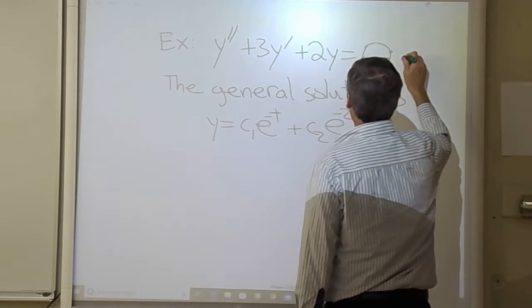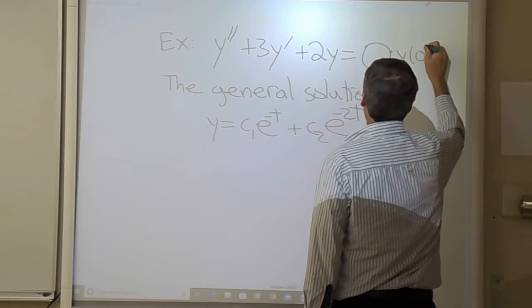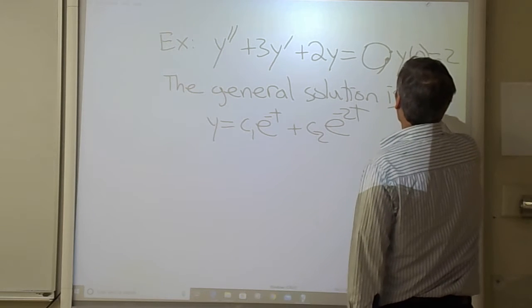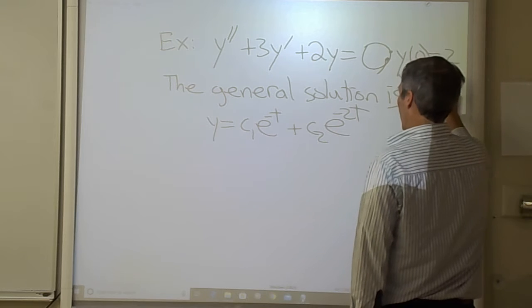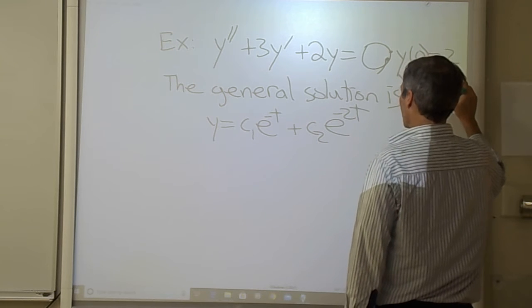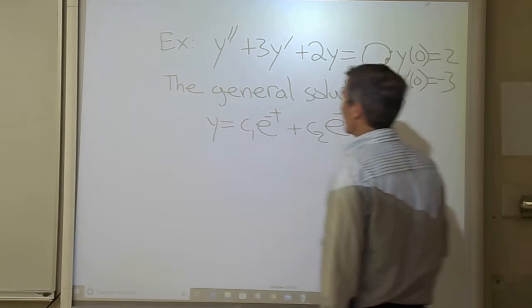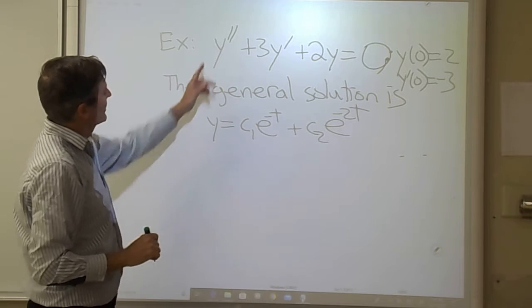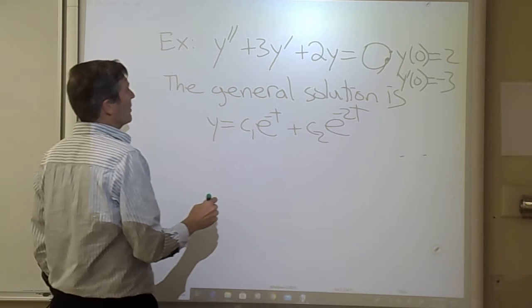Suppose I said that in addition to this, I'm given initial values y of 0 equals 2, and y prime of 0 equals minus 3. What is the unique solution to this second order equation with two initial values? Well, we just plug them both in, right?